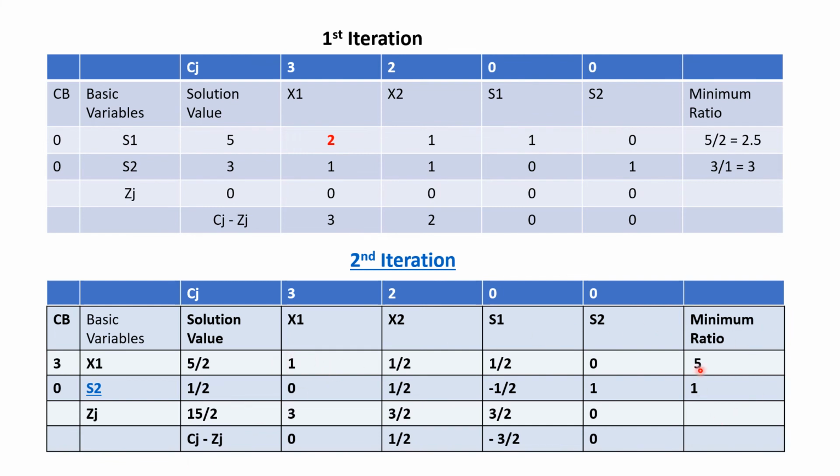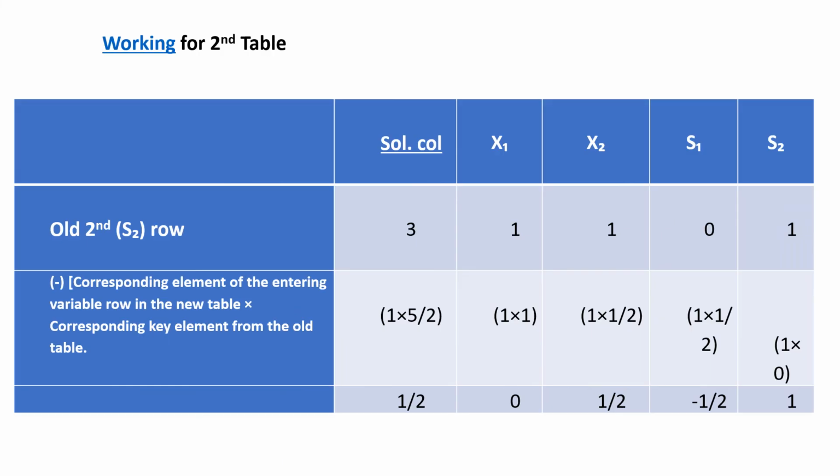So out of this 5 and 1, 1 is minimum, and hence S2 will be leaving and its position will be taken up by x2. The computation of S2 row elements has been done in the next slide. So this is what we have computed. This is how we computed. That has been shown over here.